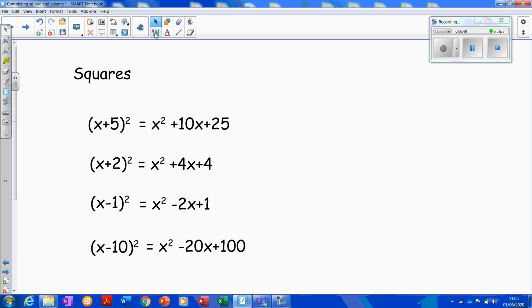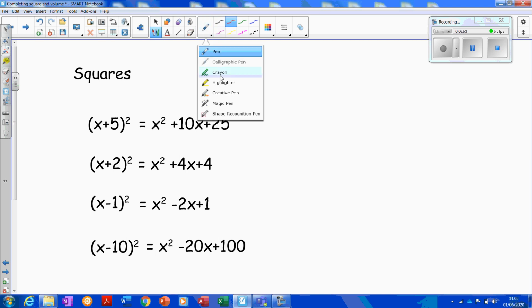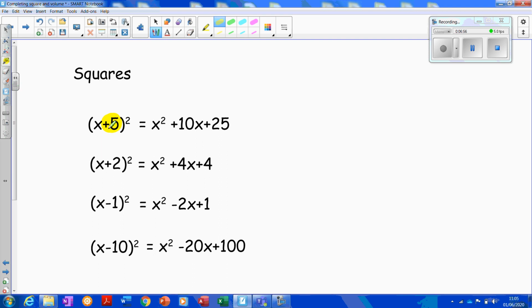Right, now there's a few things I want you to notice here. Okay, so I'm going to highlight them, but I'm going to give you a wee second to think about it. In the bracket with x plus 5, look what's there. Have you spotted it? So that 5 doubles up to 10, that 2 doubles up to 4, that minus 1 doubles up to minus 2, and that minus 10 doubles up to minus 20.